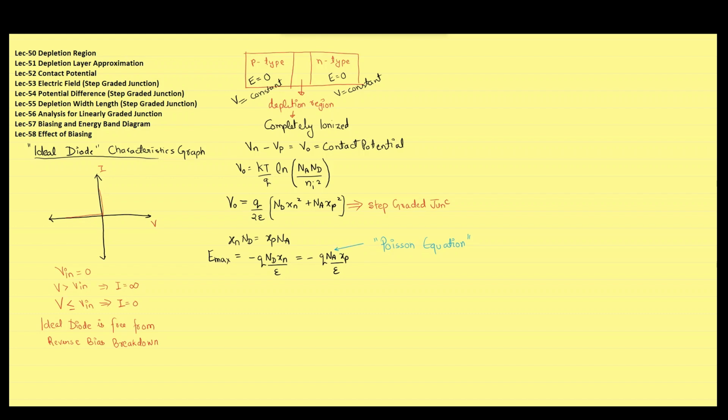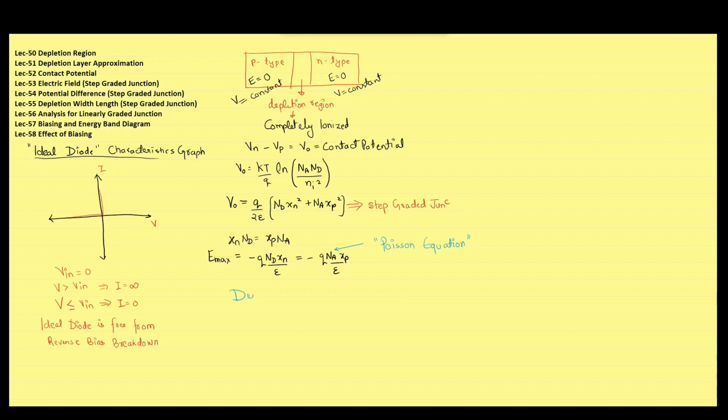And after getting the electric field, you can derive the potential difference. Basically, for all the formulas which we have studied for the step graded junction or linearly graded junction, the Poisson equation is actually the basic equation from which we have to derive all the equations. After deriving formulas for the step graded junction, we moved to the linearly graded junction. There is no need to remember the formulas, as there can be a different concentration profile than the linearly graded junction.